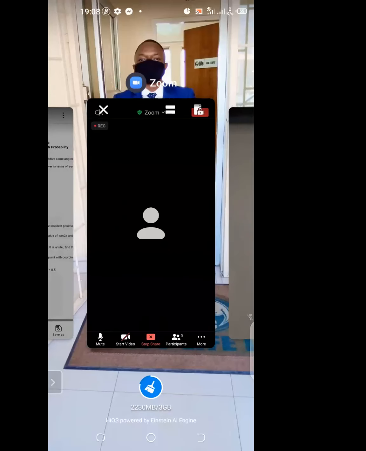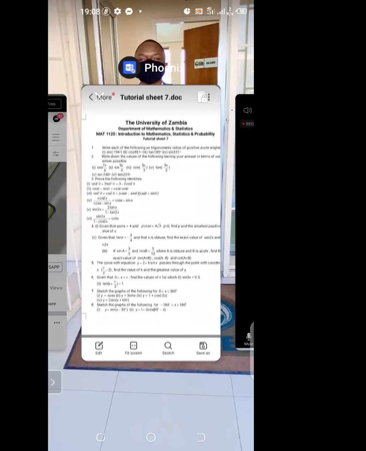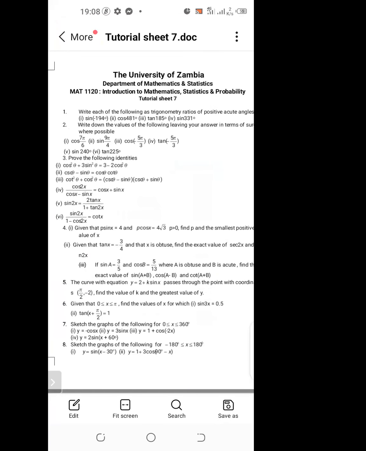I forgot to share my screen. Okay. So for those of you that do not have the tutorial sheet, here's the tutorial sheet. So that's what we'll be doing.